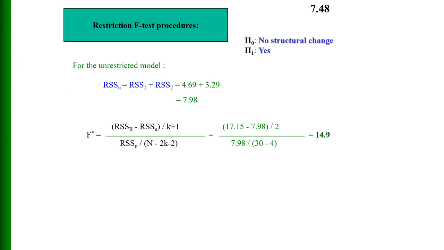We put all these values in the formula, and F calculated is 14.9, F tabulated is 5.53. So since the F computed is greater than the F tabulated, we reject the null, and we say that there is structural change in the model, and the two time periods are not the same.